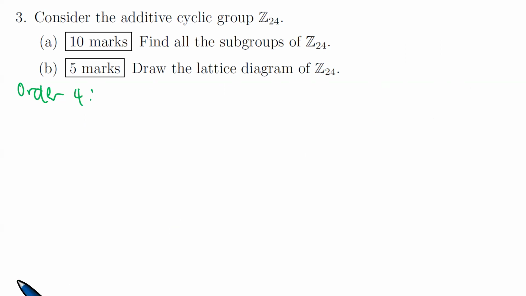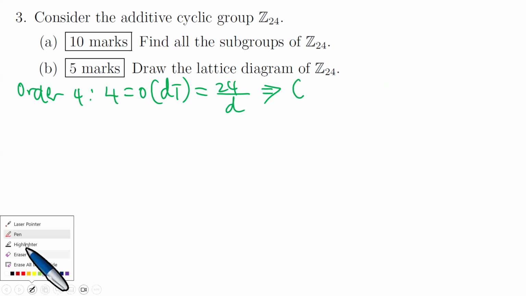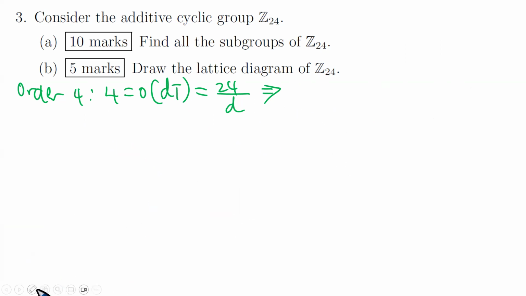Order 4 would be as follows. 4 equals the order of 1 bar, which is exactly 24 divided by D. 24 divided by this gives 4. So this must be 6. D must be 6, because 24 divided by 6 gives us 4.